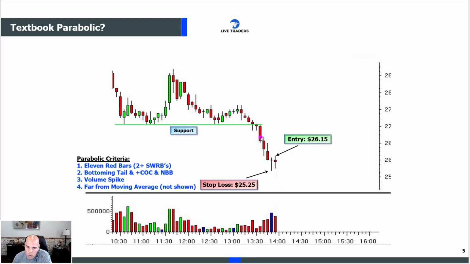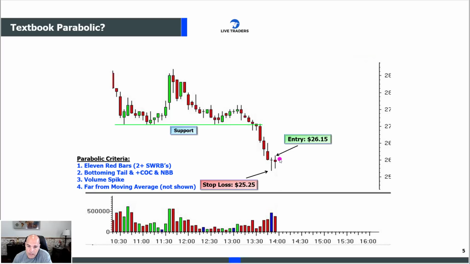And then wide range bar, wide range bar, wide range bar, bottoming tail bar, and what do you have? Well, in my opinion, you have a criteria here that's very close to, at least, a parabolic. Right? Climactic or parabolic trade. At least, I think it's close. So you have your super wide range bars.